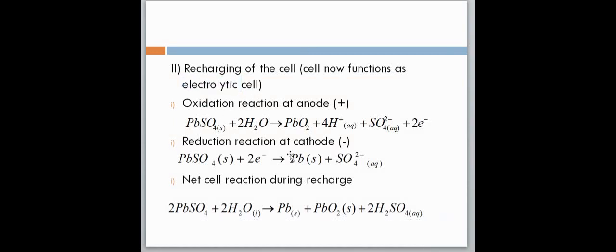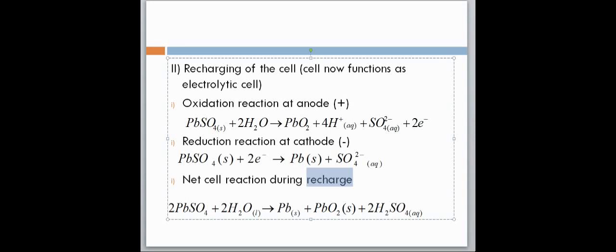So the entire reaction is shown over here. The net cell reaction during recharge. That earlier one that we saw was for discharge. Now this is for recharge. So 2 PbSO4 plus 2 H2O, arrow Pb plus PbO2 plus 2 H2SO4. Please study these reactions, my dear students.